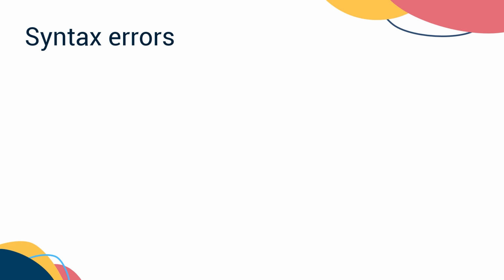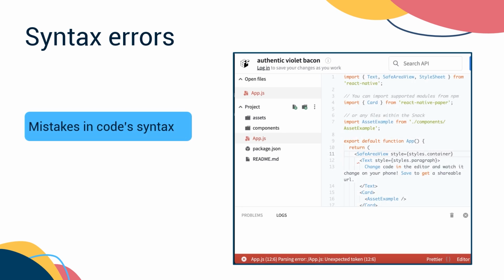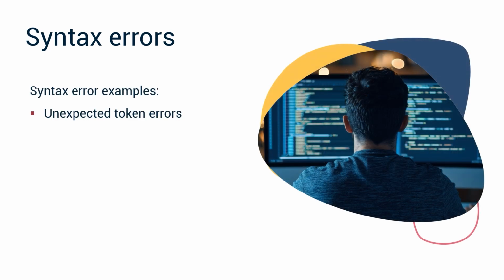Syntax errors occur due to mistakes in the code syntax, which are typically highlighted in the IDE. Unexpected token errors occur when there are missing curly braces, parentheses, or misplaced commas. JSX syntax issues happen when you forget to close tags or use invalid JSX. Module not found errors occur due to incorrect module paths during import statements.